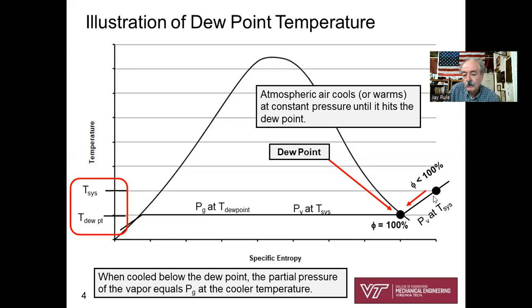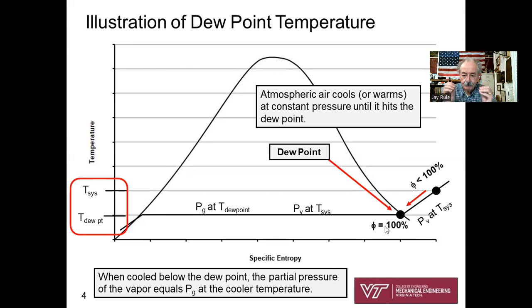And we're going to cool at constant partial pressure until we hit the dew point temperature. In other words, it's the temperature at which PG exactly equals PV. That would be 100% relative humidity. And any cooling below that, that's where we get dew on the grass.